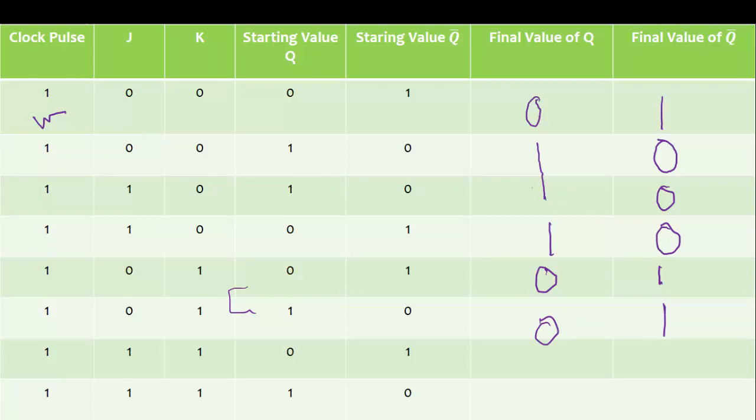And then in the final state, what if both of them are 1? What that means is Q and not Q toggle. So if Q was 0, it becomes a 1. If not Q is 1, it becomes a 0. In the other scenario, if Q is 1, the final value becomes 0. If the starting value of not Q is 0, it becomes a value of 1. And just like that, we have our JK flip-flop, our SR flip-flop, our sequential circuits, our truth tables.